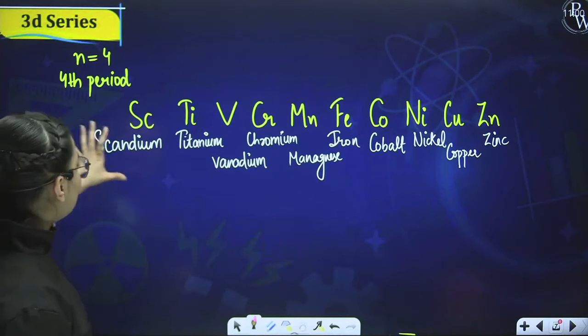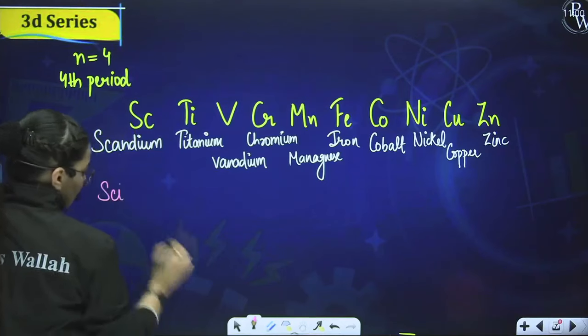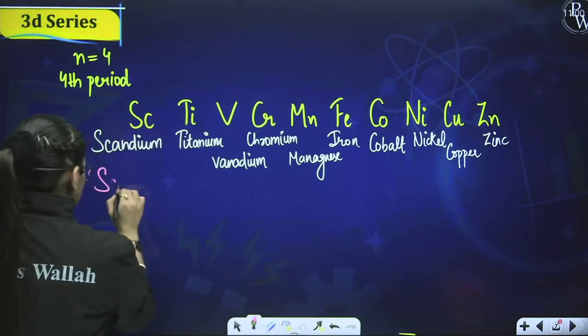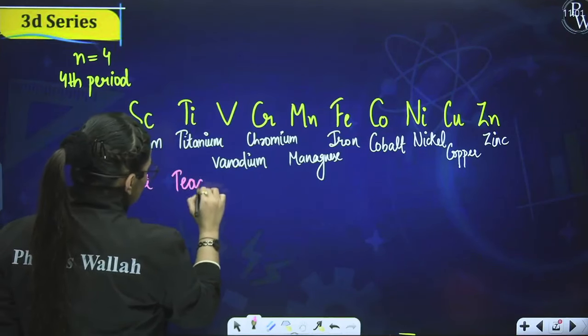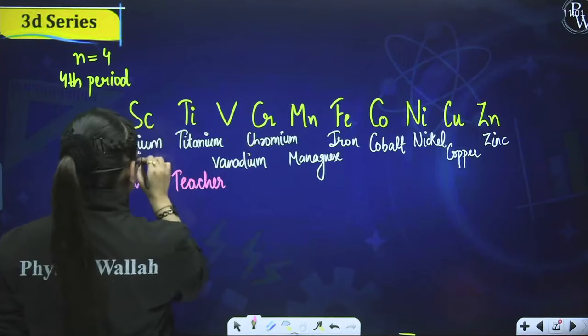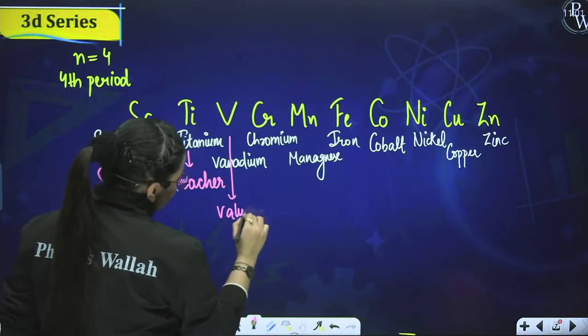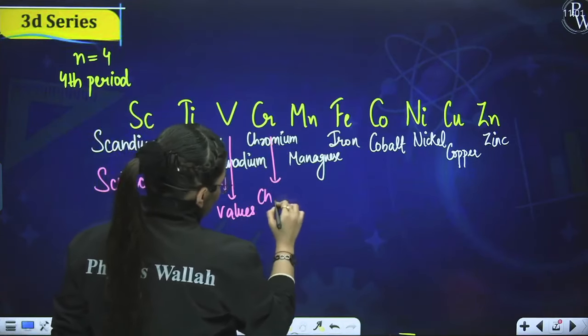So first of all, what I have made is science teacher. From SC I have written science. Now from TI, I have written teacher: science teacher. From V, I have written values, because science teacher values. Now from CR, I have written chemistry. From chromium, I have written chemistry.